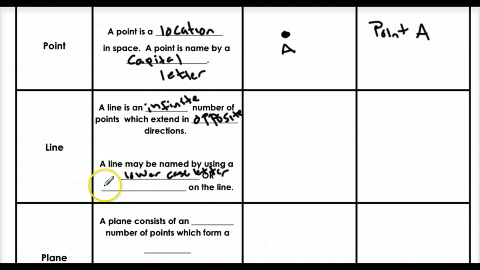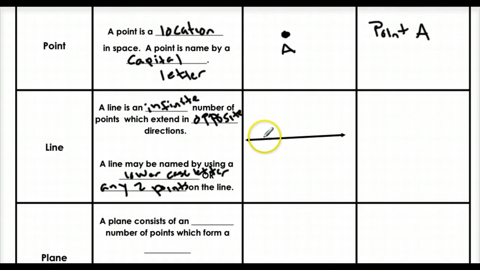Or any 2 points, okay, on the line. So you can name it with a lowercase letter or any 2 points. So this is what it might look like. Now, I'm not going to draw it myself. I need you guys to take out a ruler. I got this kind of cool thing working for me right here. A line would look like this. Boom. Looks good, right? That's because I got that tool.